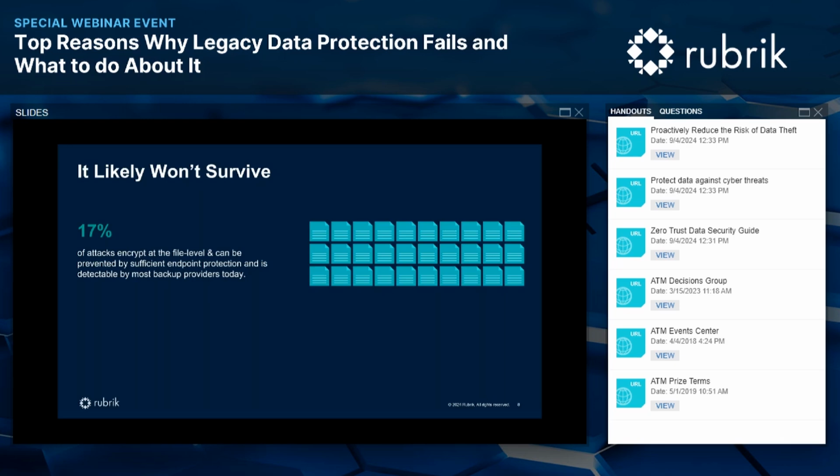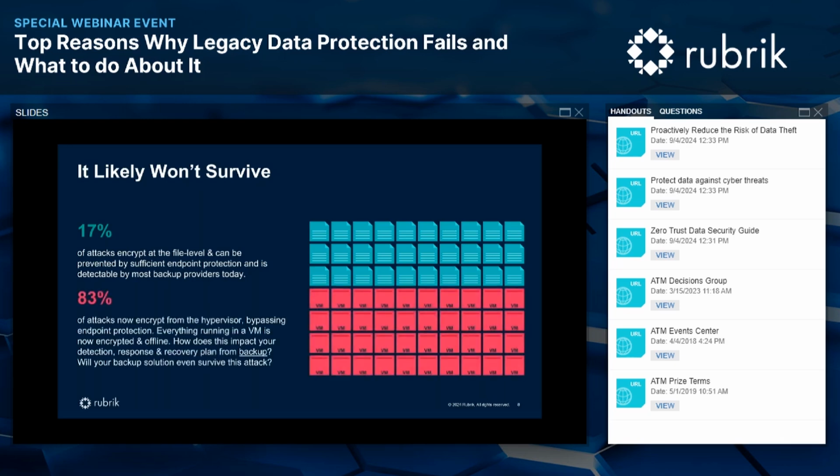And you could also argue that if you have sufficient endpoint protection, that it's going to stop this attack. But the reality you're going to face in the data center is very different, because 83% of attacks now encrypt from the hypervisor. This is from the hypervisor host level. And this therefore bypasses all endpoint protection. So any of you out there saying, hey, our security software is going to protect us. The evidence here is that, well, if all you needed was security software, then ransomware wouldn't exist as an industry because everyone has endpoint protection. And the truth is, attackers are bypassing it.